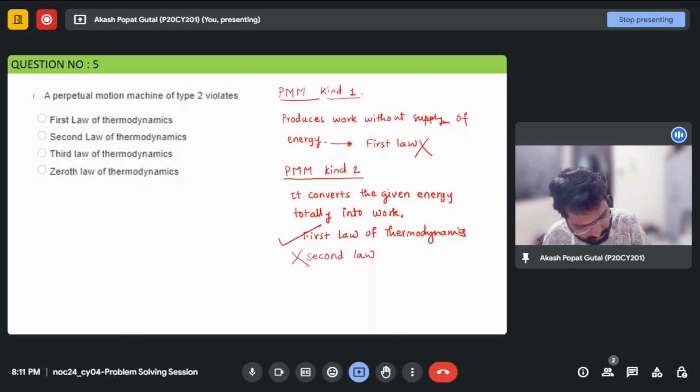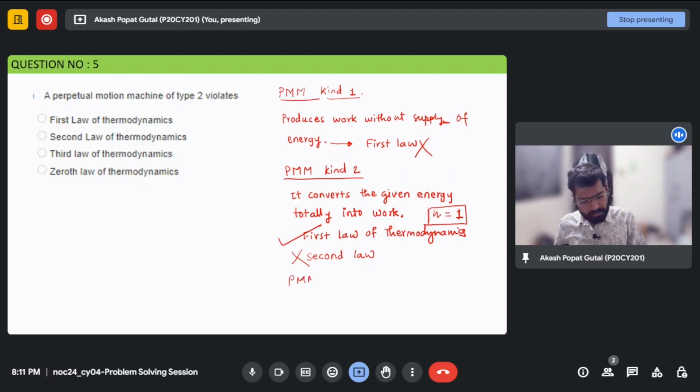It violates the second law because there is no machine which can convert given energy totally into work, which means there is no machine having efficiency 1, and that we know from the second law. We can't construct a machine which can take energy E and totally convert that energy into work. So this is PMM of kind 2. It follows the first law but violates the second law.